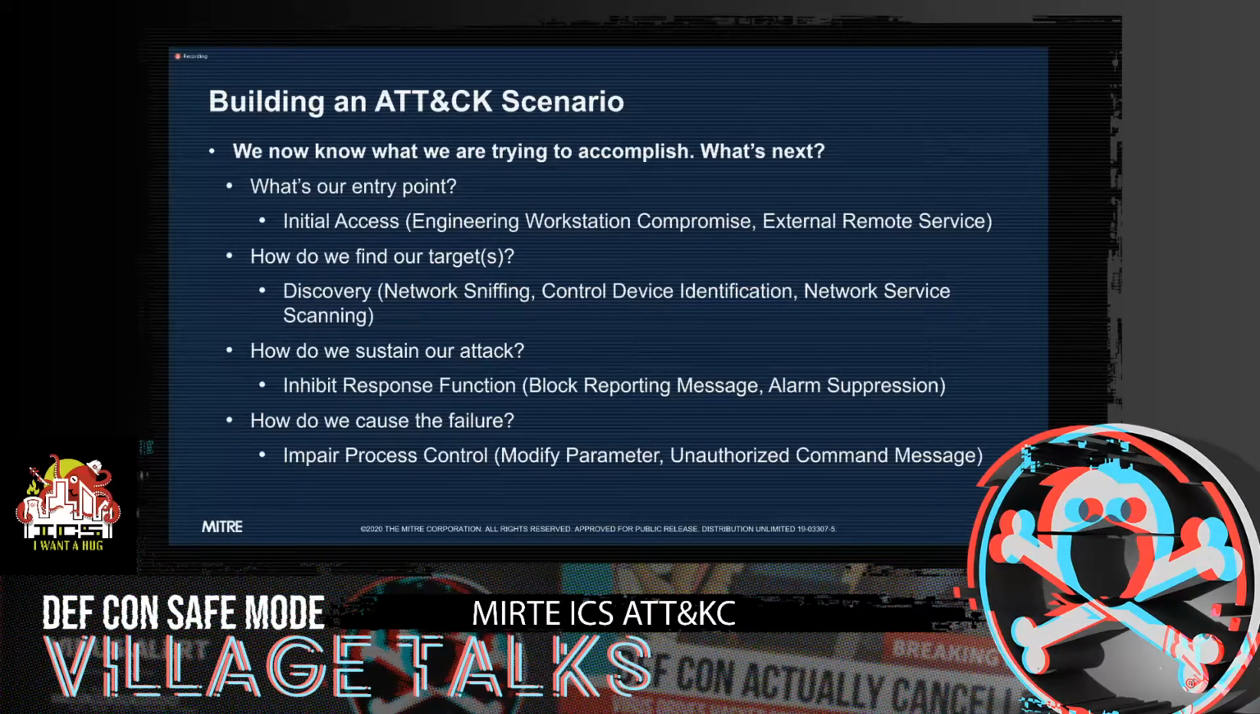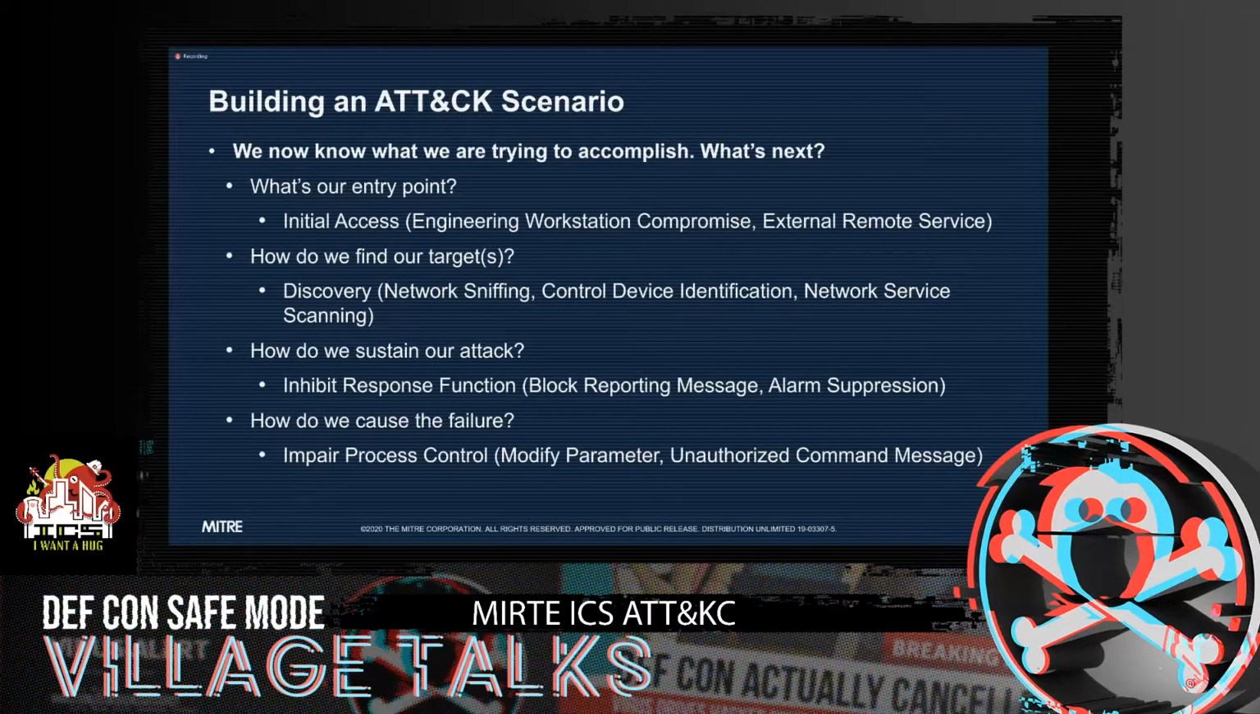In terms of entry points, maybe we need an engineering workstation in order to accomplish this attack, or something that serves that function. And maybe we look for external remote services like a VPN connection or something that allows us to get connection to this engineering workstation. Then in terms of finding our target, we probably have to do some discovery. We could do network sniffing, we could do control device identification, or we could do network service scanning.